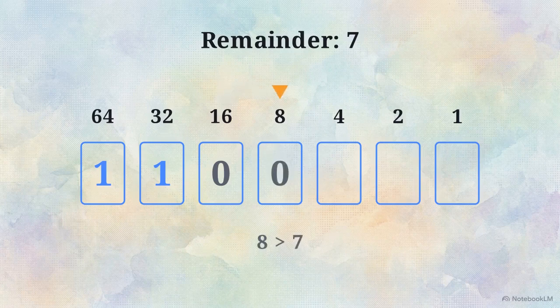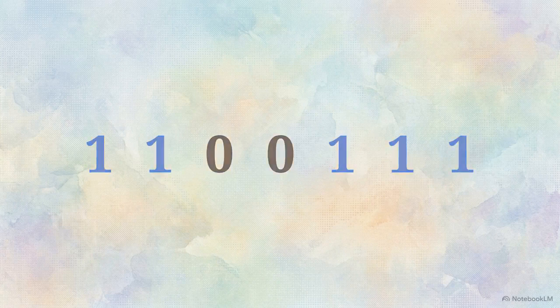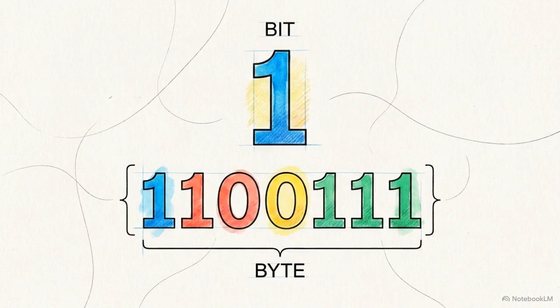Since 32 fits into 39, that slot gets a 1. However, the next 2 values, 16 and 8, are larger than the remaining 7. Consequently, those slots register as zeros. Finally, a 4 fits into 7, leaving 3. A 2 fits into 3, leaving 1. After the final 1 slot is filled, we are left with the completed sequence, 1, 1, 0, 0, 1, 1, 1. Architecturally, each individual 1 or 0 is a bit.